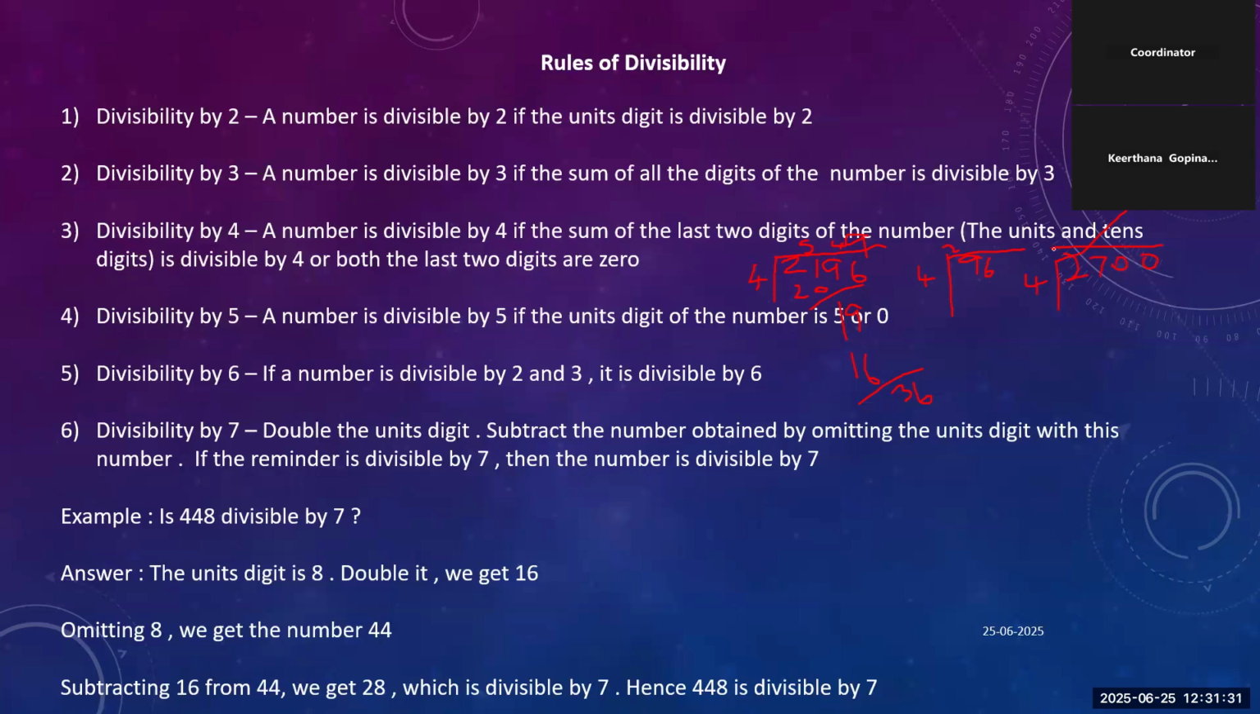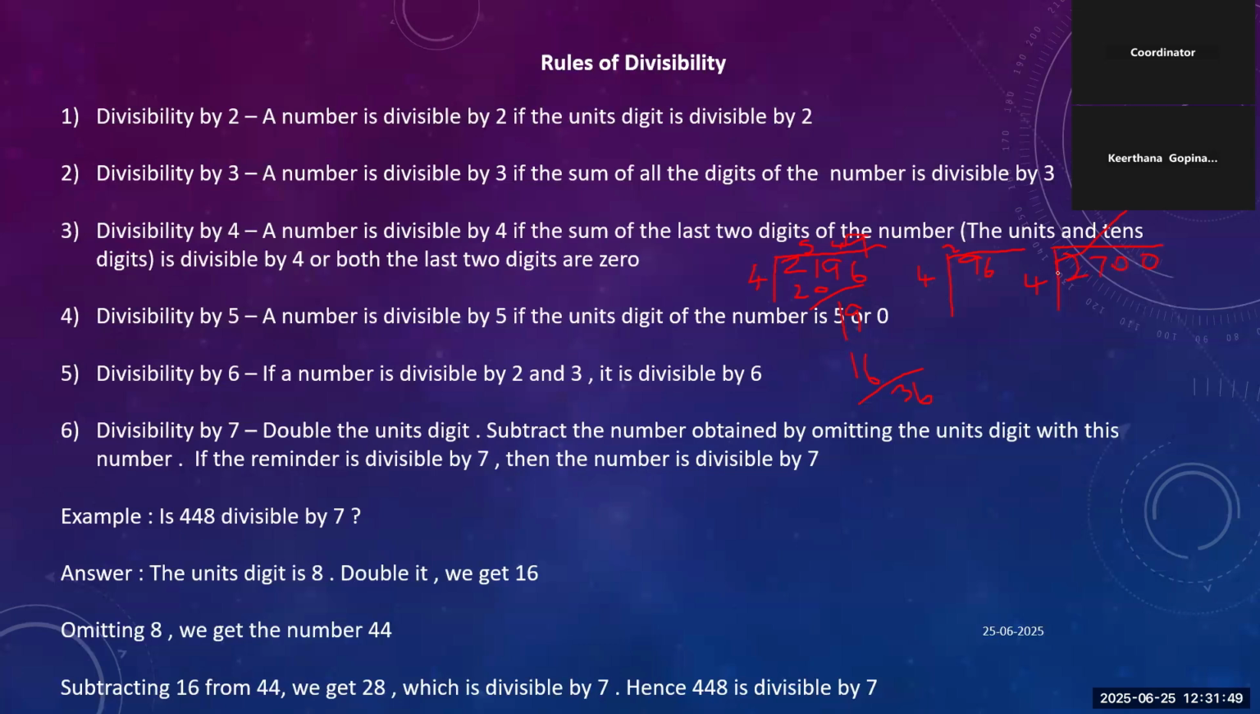You're doing it? 7 to 5. So it is divisible by 4. It is divisible by 4, correct? Yes, sir. There are two rules to find out if a number is divisible by 4.